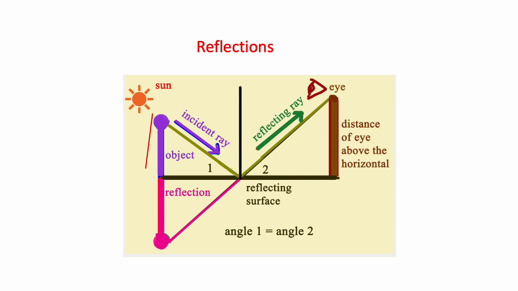Here's an object on a reflecting surface like water. The incident light ray from the object goes down to the reflecting surface and then bounces back as the reflecting ray, so that angle 1 is the same as angle 2. The eye follows this reflecting ray down, so it thinks that the object is below the water here and is an upside-down version of the actual object.